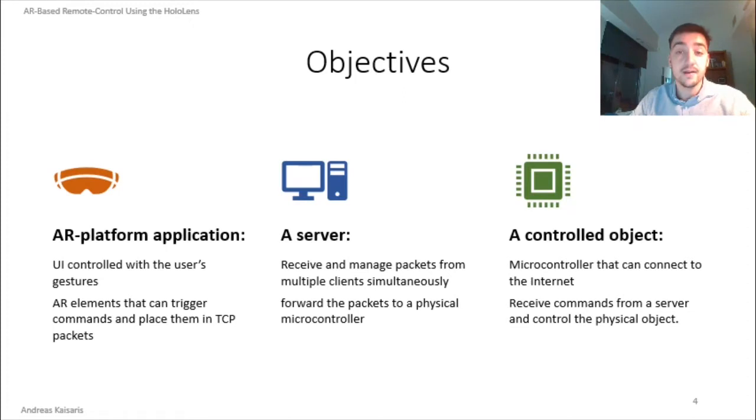Finally, those AR elements need to be designed in a way that can trigger commands that can get transformed into packets and are ready to be sent to the project server. As mentioned, the server needs to collect the HoloLens packets, analyze them, possibly handle the simultaneous connection of multiple HoloLenses, and finally forward the packets to the microcontroller. Which leads me to the third and final objective, the controlled object. This will be a microcontroller connected to a physical controlled object that can receive packets from the server and respectively control the device.